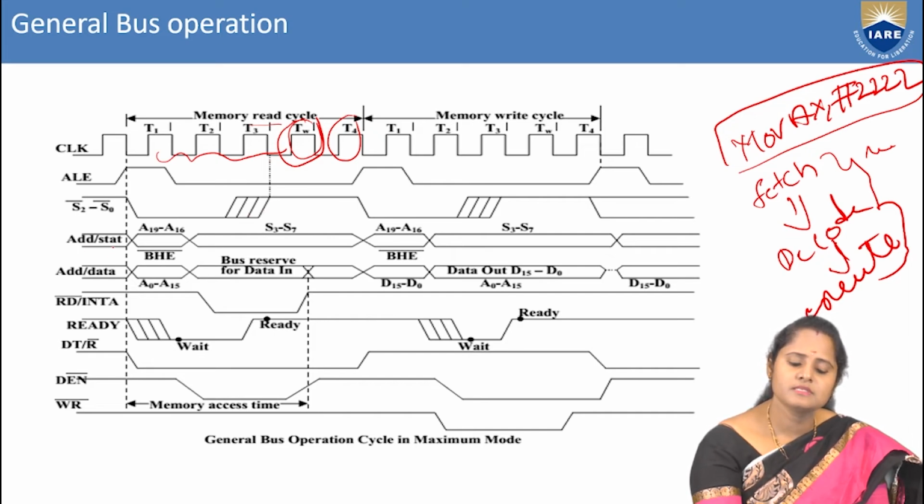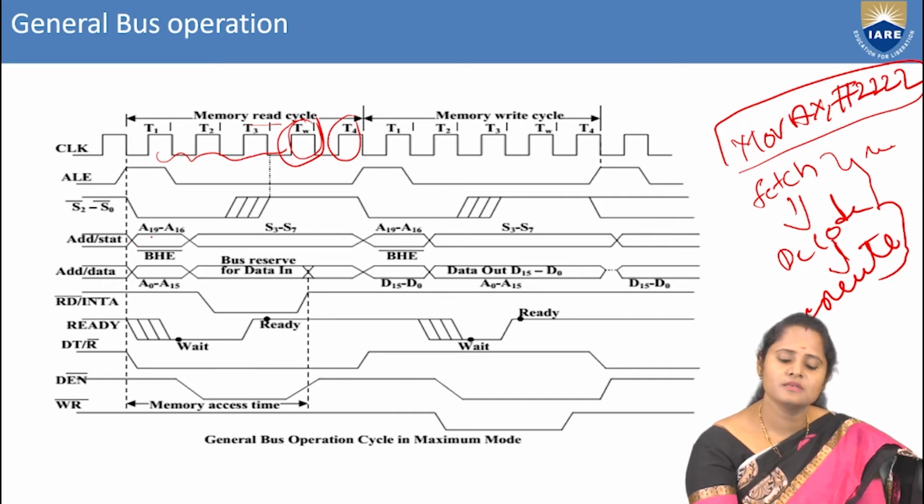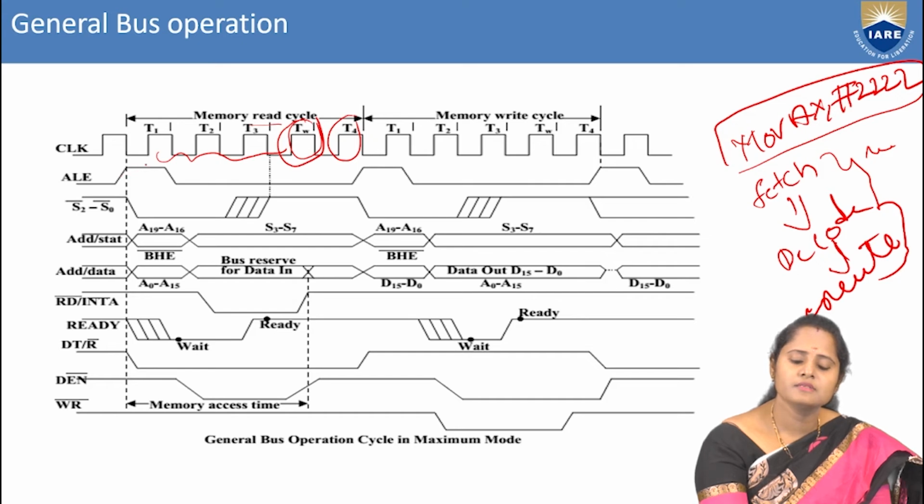Next, the address and status bus. The address and status bus indicates that in the first time period the address is initialized, that is A16 to A19, and next the status will be initialized. So why is the address enabled first? Because if you see, the address is enabled in which time period? The T1 time period.